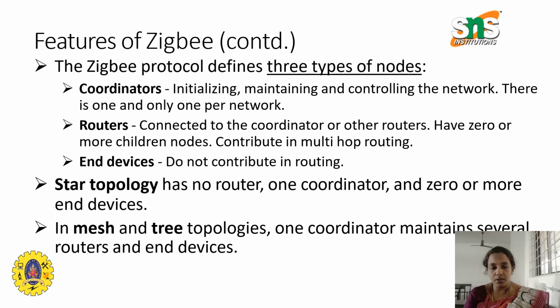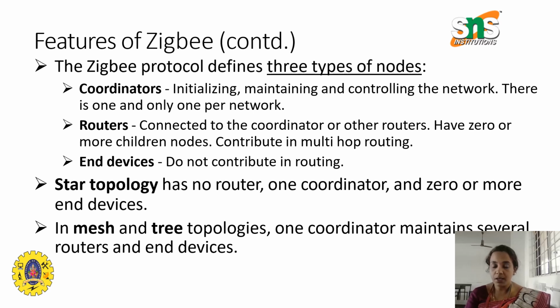Features of Zigbee: the Zigbee protocol defines three types of nodes. The first is the coordinator, then the routers, and the end devices. The end devices do not contribute to routing. The routers are connected to the coordinators or other routers. They usually have zero or more child nodes and contribute to multi-hop routing. The coordinator initializes, maintains, and controls the network. There is one and only one per network.